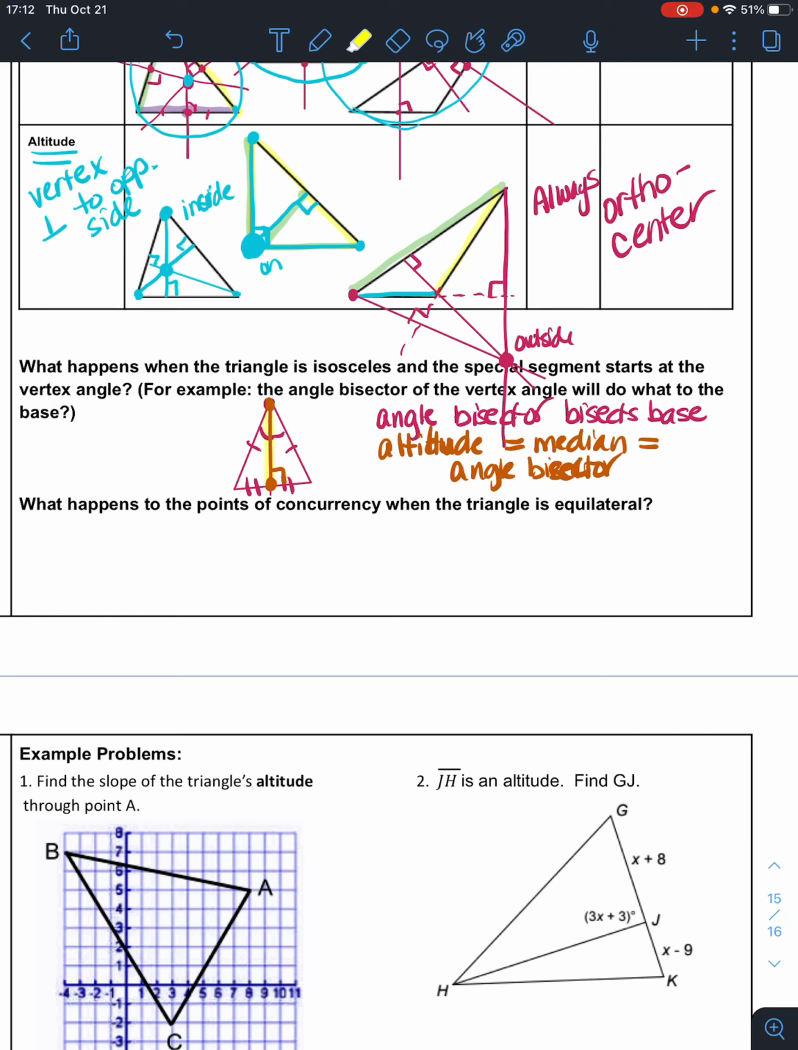Now, if it's an equilateral triangle, then they're all the same from all three vertices. All the segments are the same segment. So the angle bisector is the median, which means it goes through the midpoint. It's the perpendicular bisector, so it also bisects at a right angle. And so it's the same segment from all three vertices.